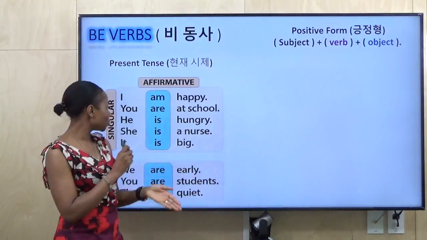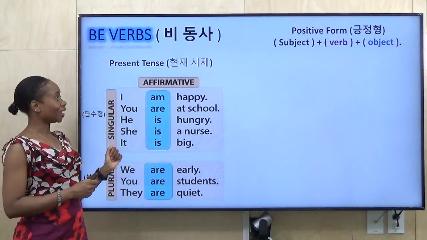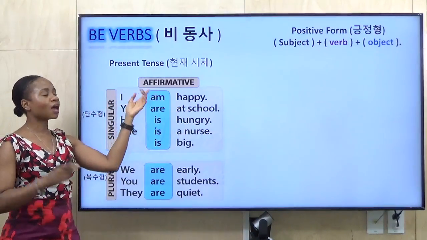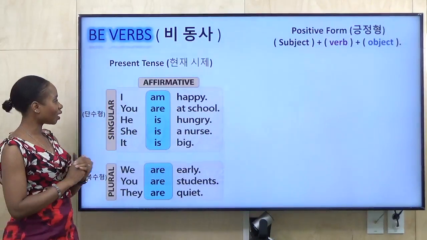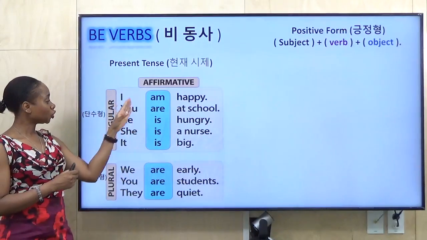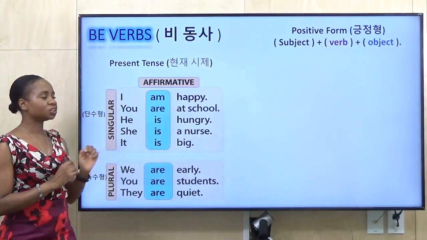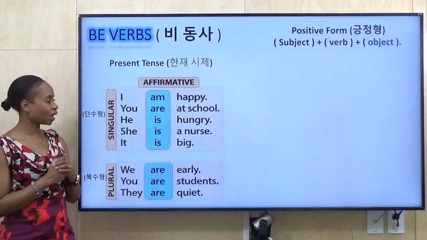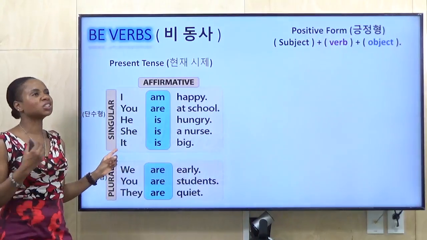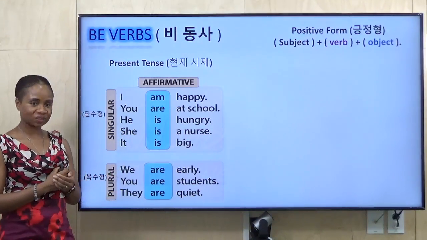Okay, let me move out the way. Let's do some examples. Okay, in present tense, you get I am happy. Okay, so I and am are always together. Okay, next, you are at school. You is always together with are. He and she get the same be verb, okay? And the be verb is. And so does it. It is an object, like table, dog, always gets is.